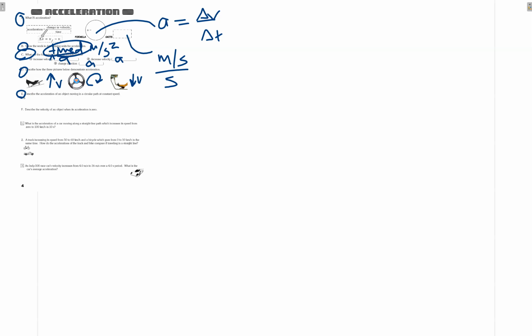Letter E, describing the acceleration of an object moving in a circular path at a constant speed. Despite having a constant speed, you are accelerating because you're changing direction.